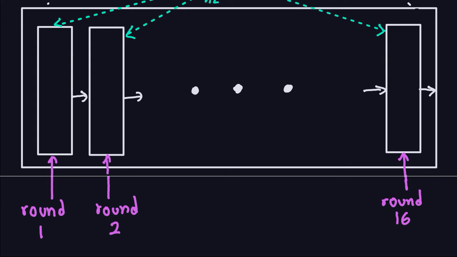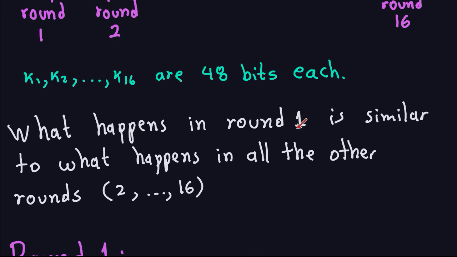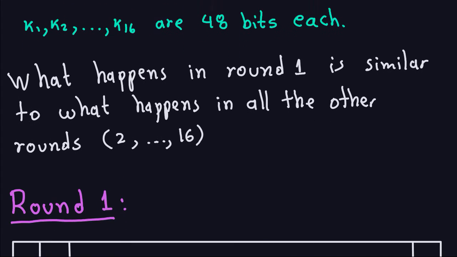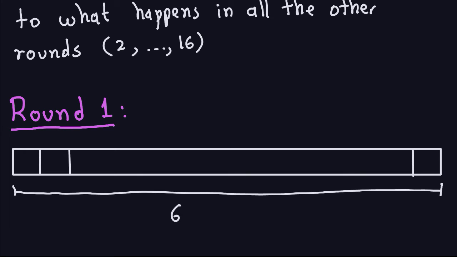So let's look at round 1. What happens in round 1 is similar to what happens in all the other rounds, 2 through 16. In round 1, the rectangle that I have over there represents my 64-bit block. Of course, this is all filled out with zeros and ones. So I have a line here, and I have 64 bits there. Remember, these 64 bits are what comes out of the initial permutation, so this is already permuted.